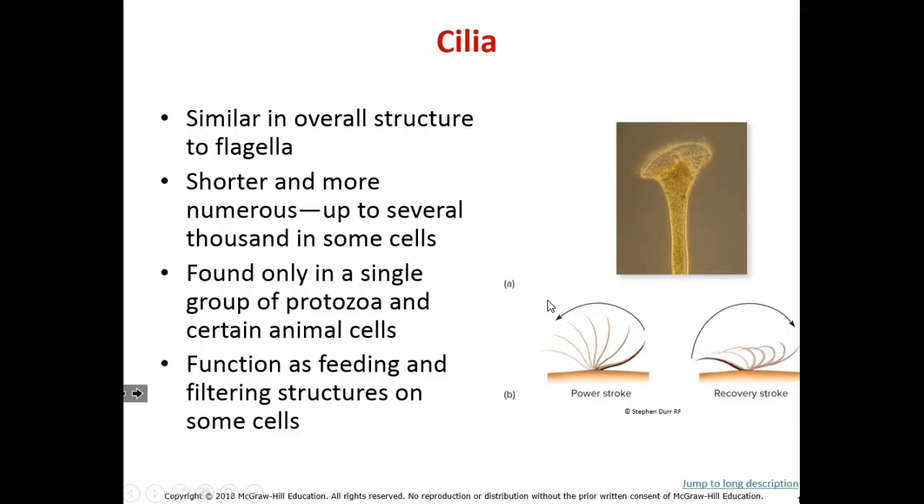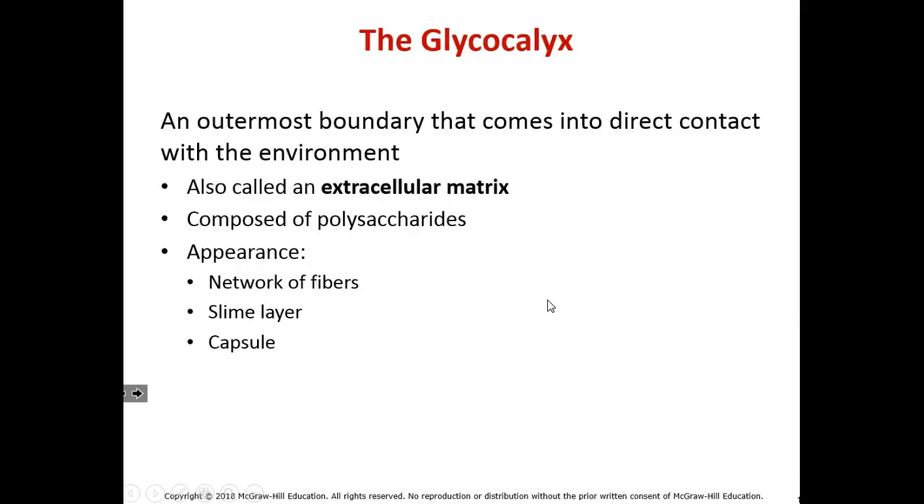Picture of the microtubules. Cilia is similar in overall structure to flagella, but it's shorter and more numerous, up to several thousand in some cells. It's found only in a single-cell group of protozoa and certain animal cells. It functions as feeding and filtering structures on some cells.